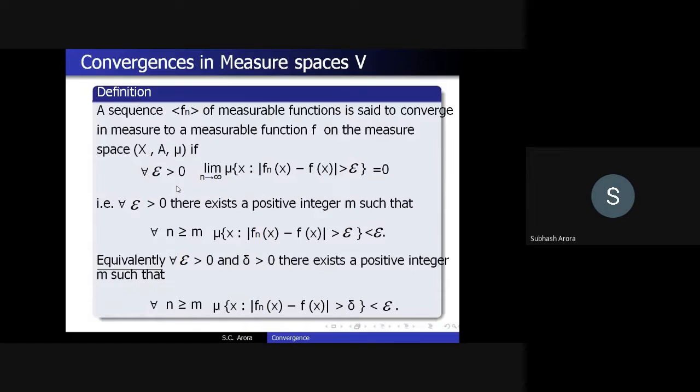Equivalently, since these two epsilons are there, one can see that this is equivalent to: for every epsilon greater than 0 and delta greater than 0, there exists a positive integer M such that for all n greater than or equal to M, mu of all those x such that |Fn(x) - f(x)| is greater than delta is less than epsilon.